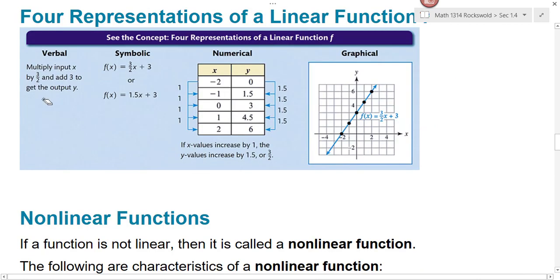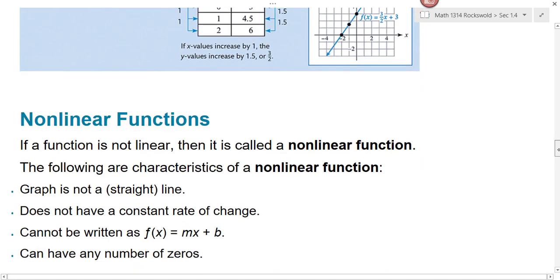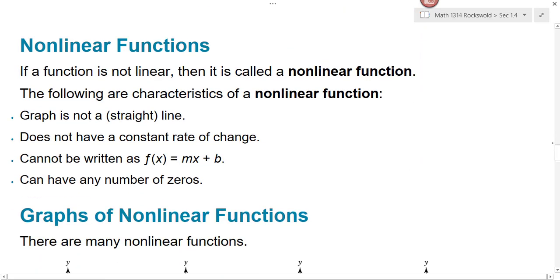So we could represent the linear function 4 different ways: verbally, symbolically, numerically, or graphically. Where that graph crosses the x-axis is our zero or our x-intercept. Nonlinear functions are what you have when you don't have a linear function. So if a function's linear, it's linear. If it's not linear, we call it nonlinear. Those are the only two choices.